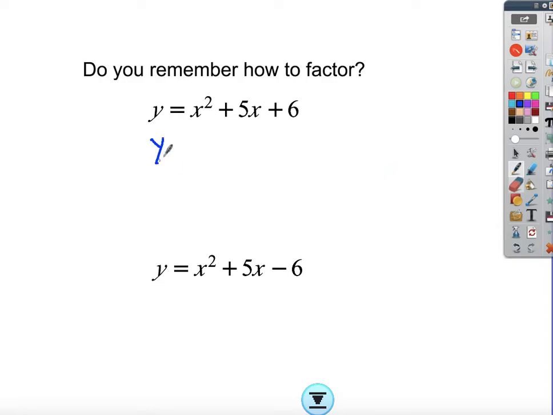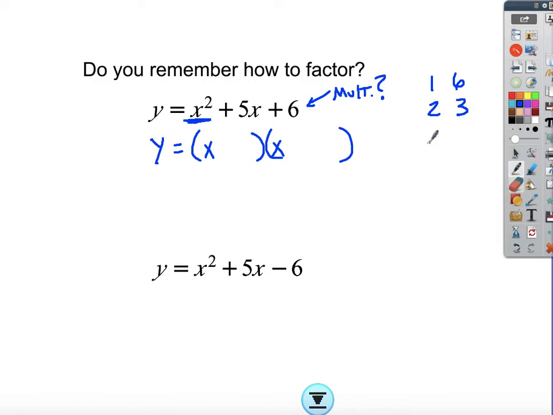So how do we factor? Well, remember, that's when you set up your two sets of parentheses. And you think about what two things multiply to give you an x squared. So it would have to be x and x. And then you ask yourself, what multiplies to 6? Well, 1 times 6 is 6. 2 times 3 is 6. I guess I could have them both be negative, because a negative times a negative would be a positive. So it looks like these are my options of things that multiply to 6.